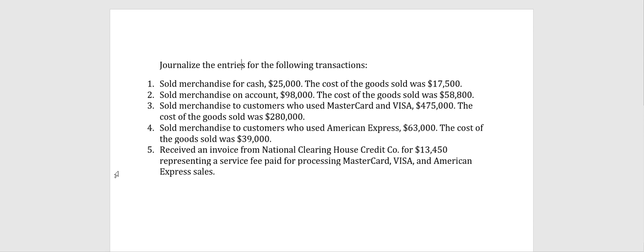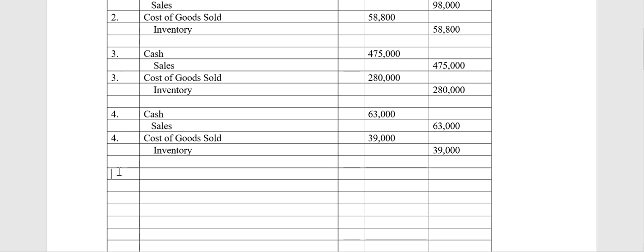And in the final transaction, it says we received an invoice from National Clearinghouse Credit Company for $13,450, representing a service fee paid for processing MasterCard, Visa, and American Express sales. So we got the invoice and it says that we've paid it. So this is an expense to our business.